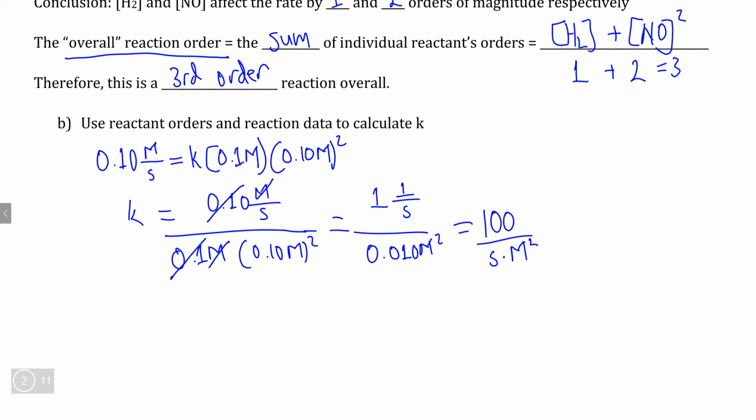So again, this number that we've calculated is the relationship that temperature has to the equation, independent of concentration. So if we write our complete rate law, we can say that rate is equal to 100 times the concentration of H2 times the concentration of nitrogen monoxide squared.